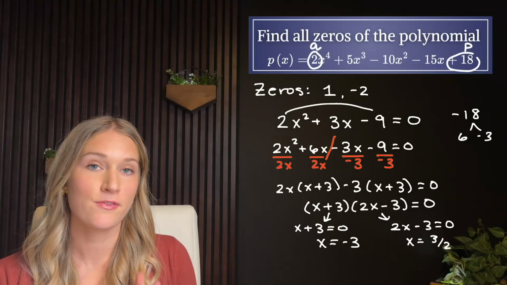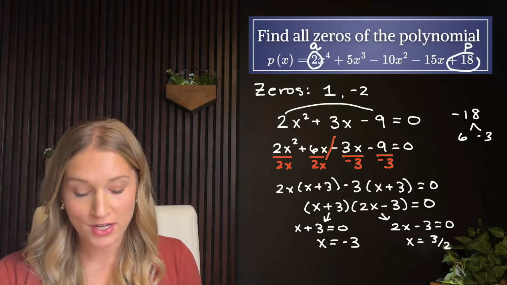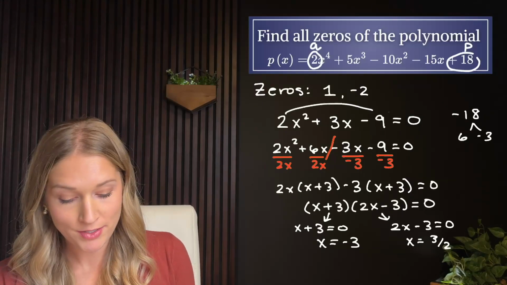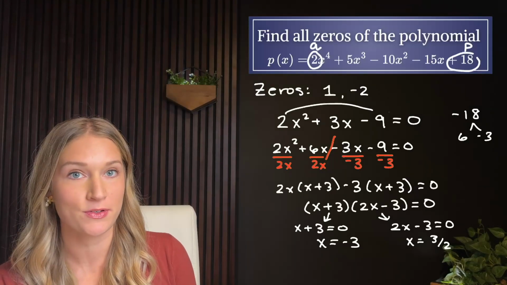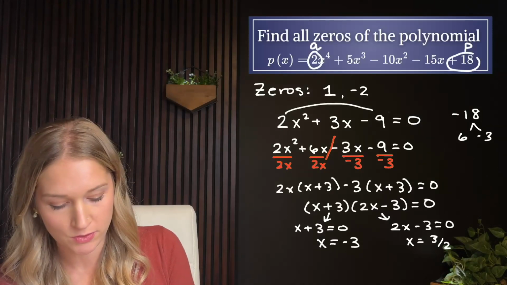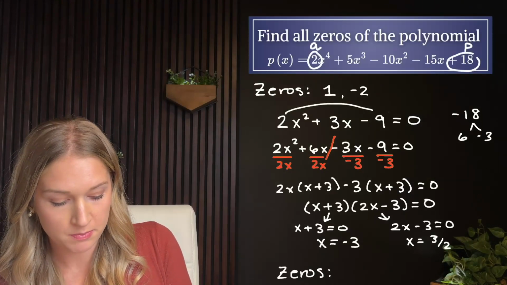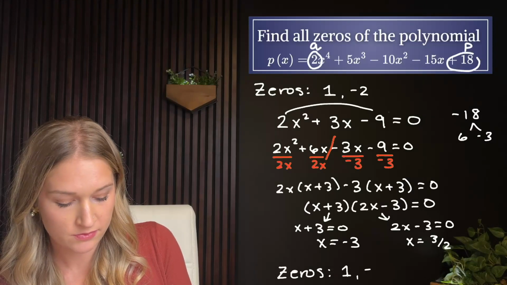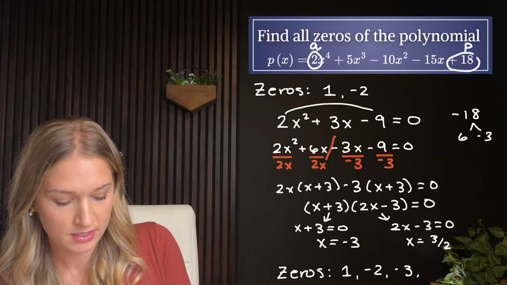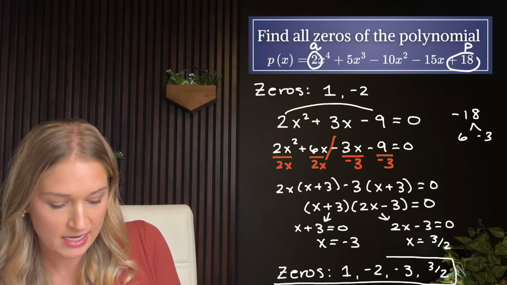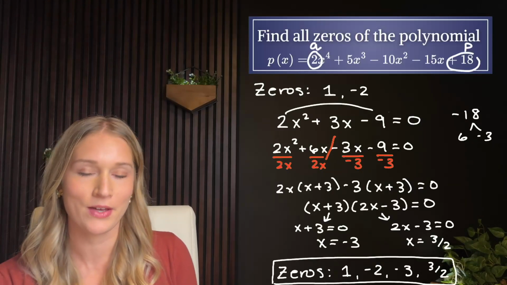So I have 4 zeros. I just found x is negative 3 and x is 3 halves, but we also have back in the beginning our zeros of positive 1 and negative 2. So all of my zeros for this polynomial are going to be 1, negative 2, negative 3, and positive 3 halves. So if you plugged any of these in for x, your y value would be 0.